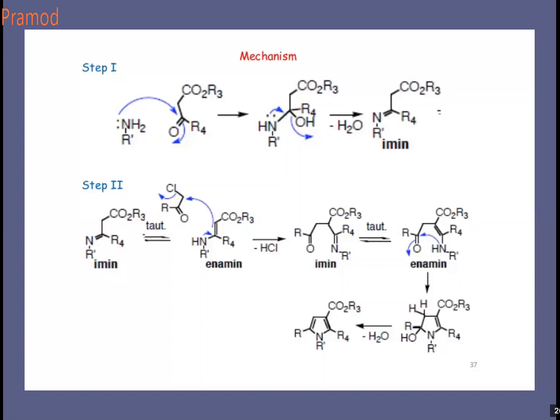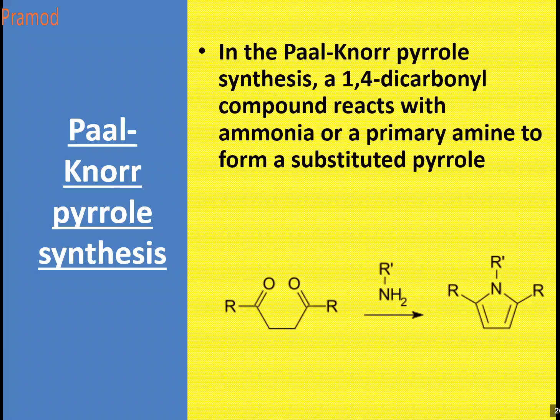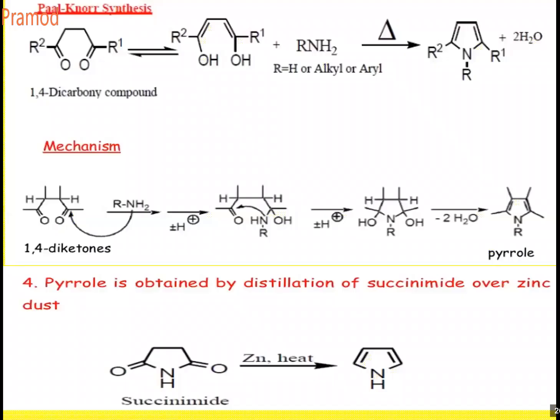So what is the next reaction now? This was your second method of synthesis. Paal-Knorr synthesis, we said. Paal-Knorr synthesis: a 1,4-dicarbonyl compound reacts with ammonia or a primary amine. So you directly take a dicarbonyl compound, you treat it with ammonia, and you get your substituted pyrrole. Paal-Knorr synthesis is nothing but treatment of a dicarbonyl compound with ammonia or a substituted amine to get the corresponding substituted pyrrole. So what is the mechanism of action?